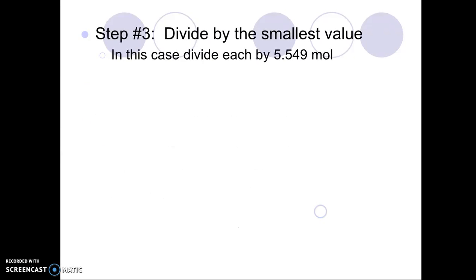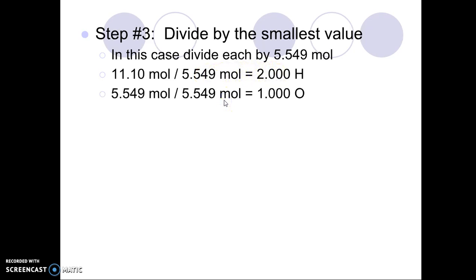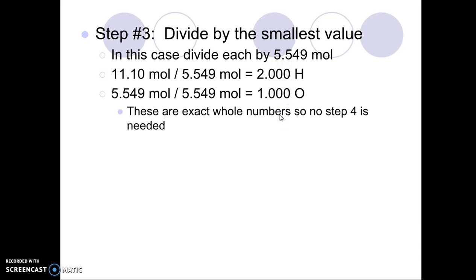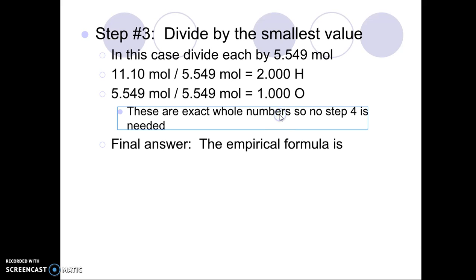So my step number 3, I'm going to divide by the smallest value. In this case, my smallest value is the oxygen value of 5.549. So if I take 11.10 divided by 5.549, I get exactly 2 for the hydrogen. And obviously 5.549 divided by 5.549 is 1. So that's going to be the whole number of 1 for my oxygen. These are now going to be my subscripts because I have whole numbers. These are exact whole numbers, so no step 4 is needed. My final answer is H2O.